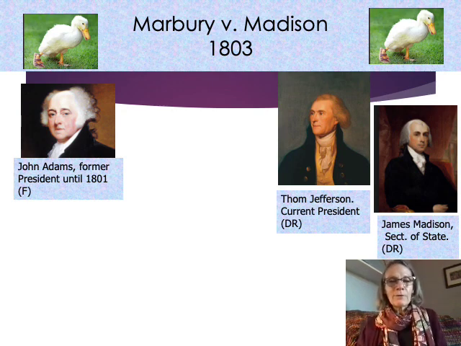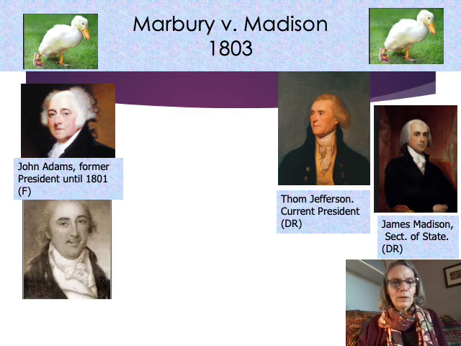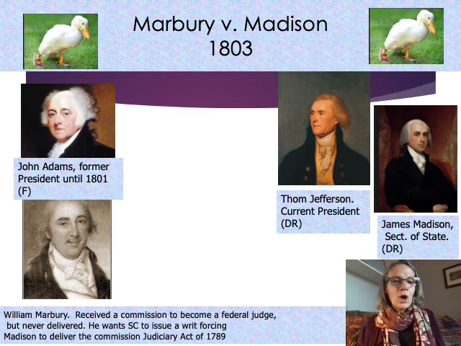And so when Thomas Jefferson and James Madison took office, they're like, shoot, man, we ain't delivering these damn commissions to those damn Federalist judges that they forgot to deliver. We're not going to do it on their behalf. And that's what they did. They refused to deliver commissions to those who had been duly nominated and confirmed by the Federalist Congress. And that's where William Marbury comes in.